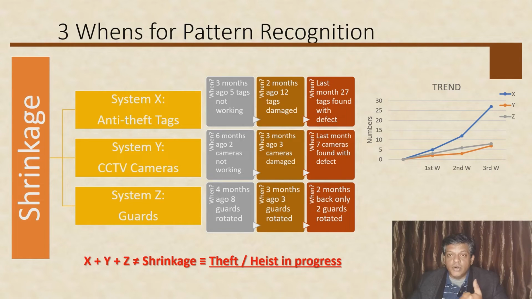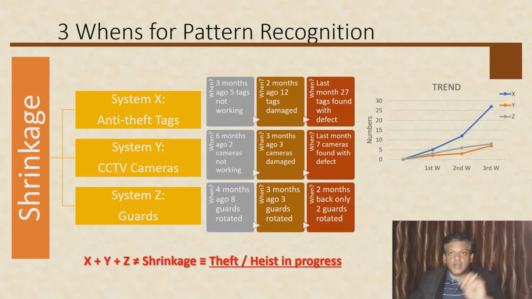So what you do is you go ahead and apply these three events to the second system that you have in place, that is the CCTV cameras. And in this system also, with the three events, you realize that 6 months ago 2 cameras were not working, 3 months ago 3 cameras were found damaged, and in the last month 7 cameras have been found to be defective. So that makes it 7 plus 3 plus 2, that is 12 cameras are not working in your entire facility. Now that is a huge red flag for you.